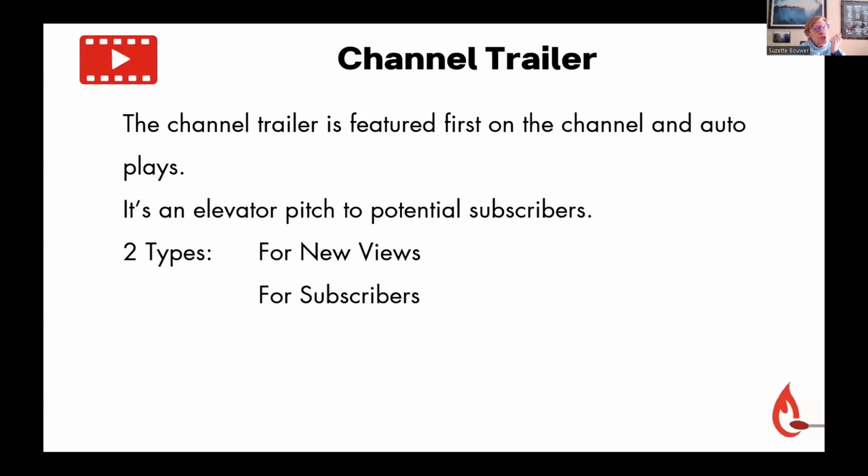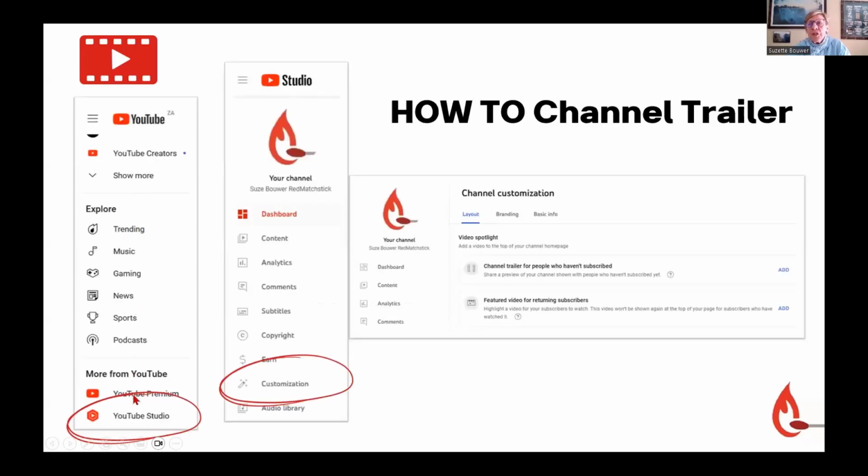You can also, on your channel, add a channel trailer. It's a short video you upload to your channel, and you can do two variations. One for new people arriving at your channel, and one for returning visitors, people who've already subscribed. Go into your YouTube home, scroll all the way down, and you'll find YouTube Studio. Once you're in YouTube Studio, scroll down to customization, and there you get the trailer for people who haven't subscribed and the featured video for returning subscribers.